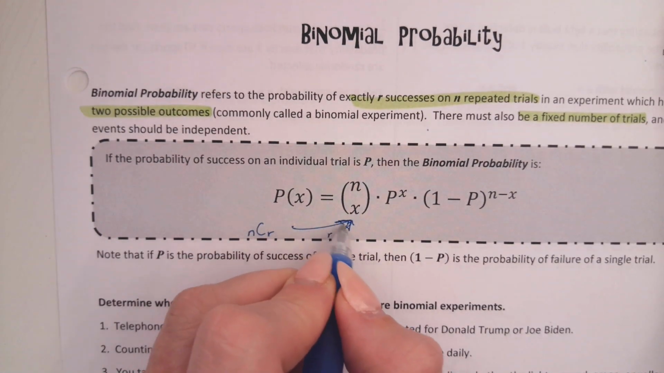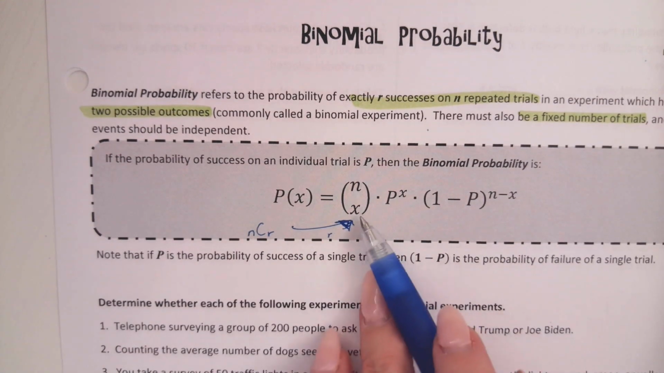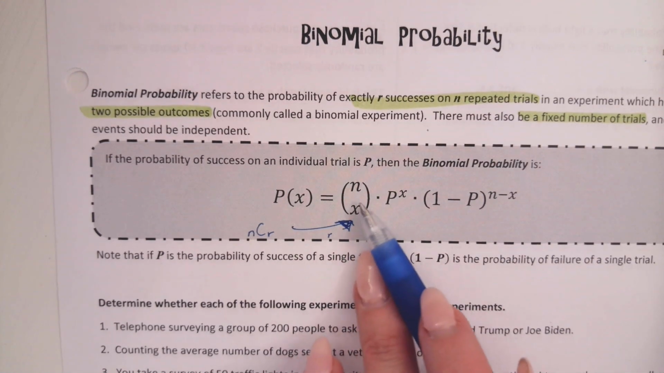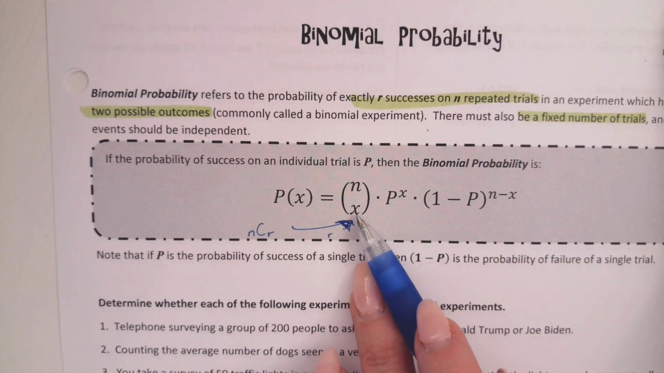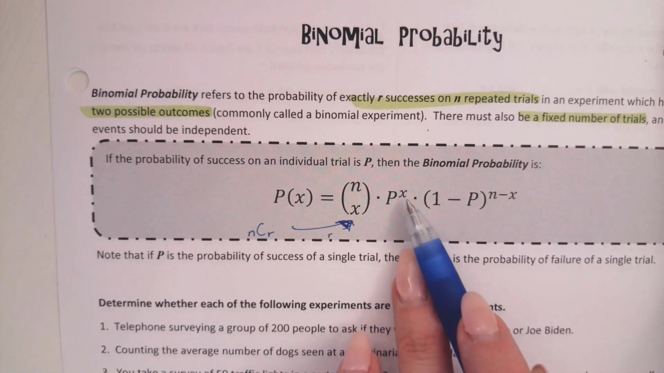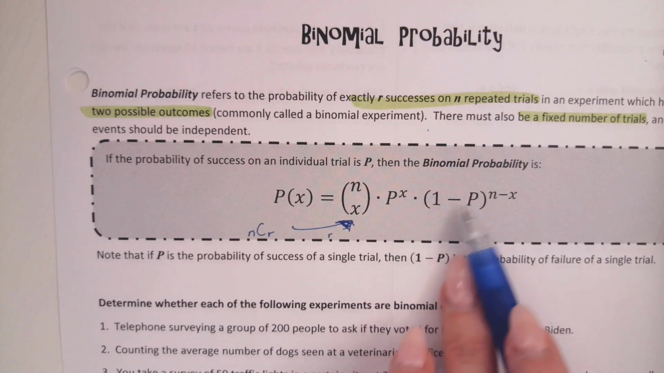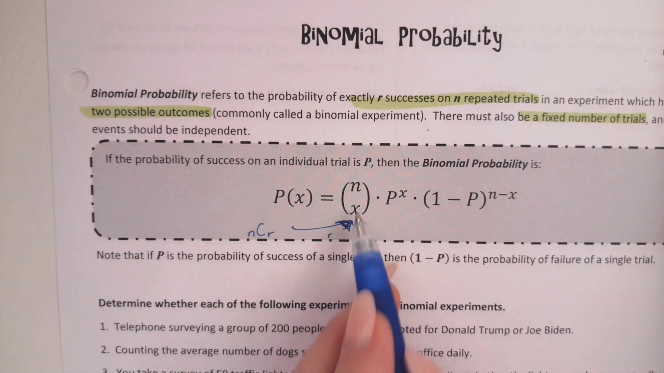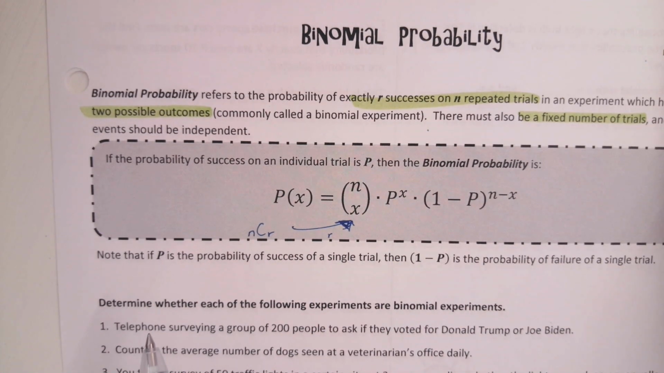That's just the stats notation, but it's just a combination of N total things where you're choosing this smaller amount of them. Then we have the probability, which you'll be given, to the power of whatever your smaller number is that you're choosing, times 1 minus the probability to the power of n minus x, which would be your larger minus smaller number. So again, it's just plugging into a formula. P is the probability of success of a single trial, so 1 minus P would be the probability of failure on a single trial.